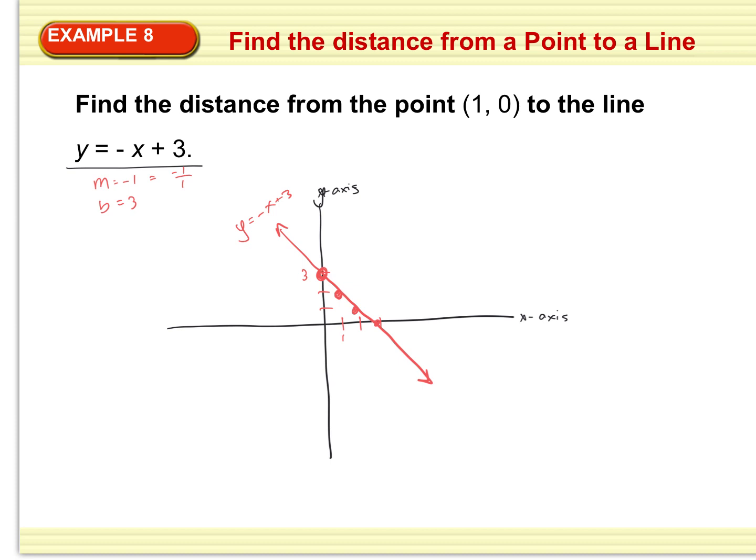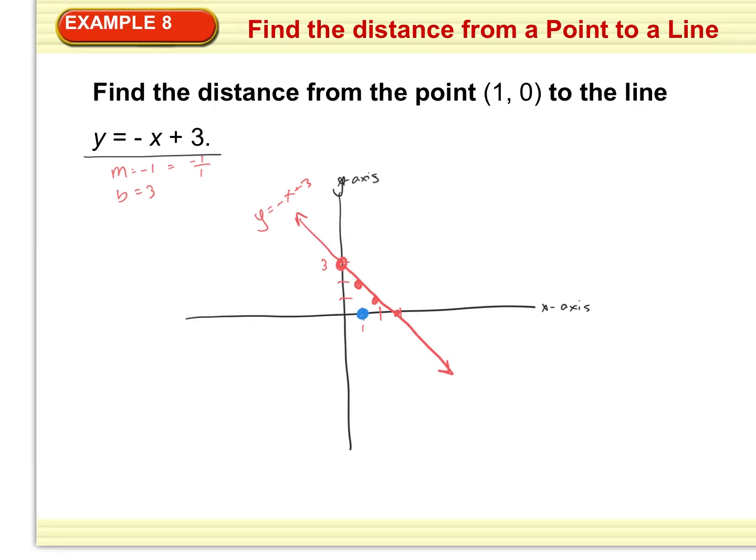Now, point (1, 0) is located here. And they want to know the distance from (1, 0) to the line. Well, remember that the distance is going to have to be along a line that is perpendicular to the original line, the original red line. So I have to figure out at what point that line hits. What's that coordinate? And once I know the coordinate, I'm going to have to find the length of that, if that makes sense, right?